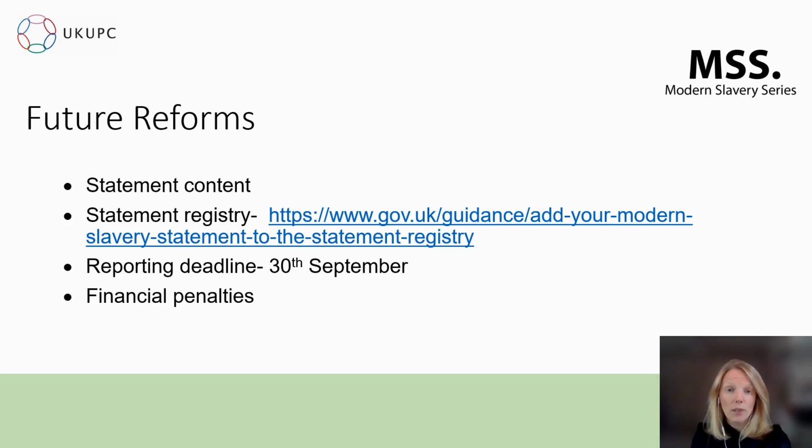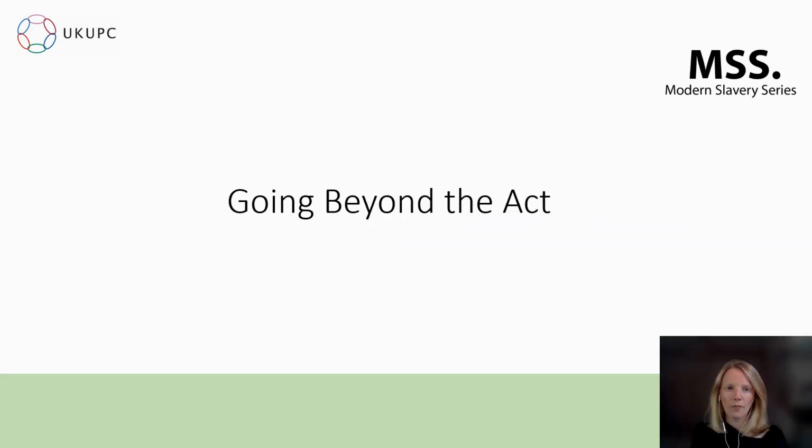Next, mandating reporting through a centralised reporting service, the Modern Slavery Statement Registry, which launched in March 2021, and you'll find the link to this on the slide. Next, establishing a single reporting deadline, which is set at the 30th of September. And finally, reviewing measures to improve compliance, including fines, which the government announced in 2021 will include financial penalties for organisations which fail to meet their legal obligations under Section 54.